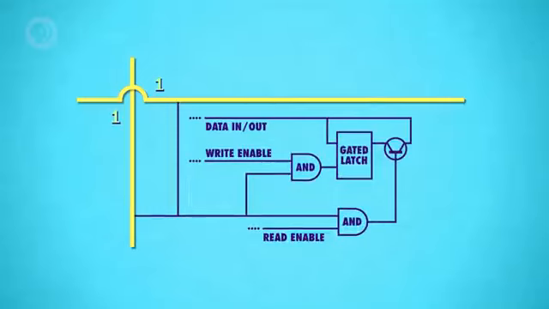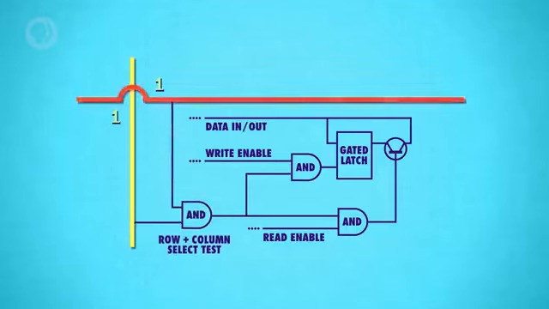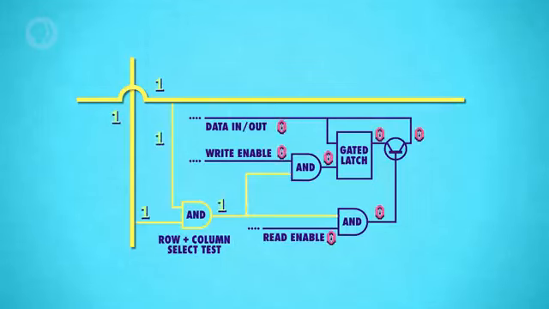We only want the latch at the intersection of the two active wires to be enabled, but all of the other latches should stay disabled. For this, we can use our trusty AND gate. The AND gate will output a 1 only if the row and the column wires are both 1. So we can use this signal to uniquely select a single latch.